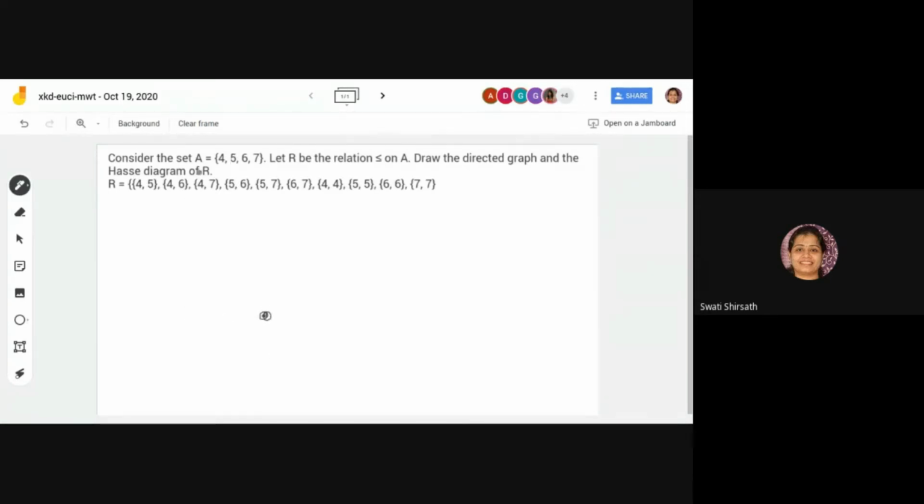We have 4, 5, 6, 7 in our set. You have to start from the very smallest number of your set, that is 4. So 4 is written over here. Now I'll check for the relations of 4 with other elements in the relation set. 4 to 5 is there. So I'll draw an edge in the upward direction from 4 to 5. Are you getting this? I'll label it 5. You will always be drawing this diagram in the upward direction.